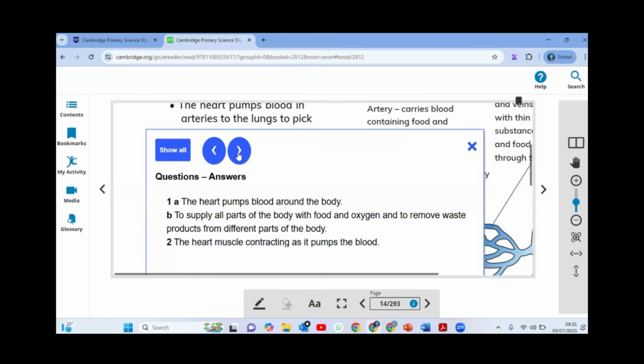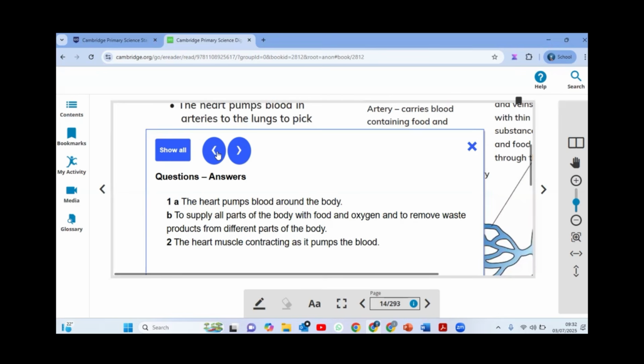Question 2 was about what is the heartbeat. Let's see. The heart muscles contract as they pump the blood. So when the heart contracts and relaxes, this is called what? Heartbeat. Good.